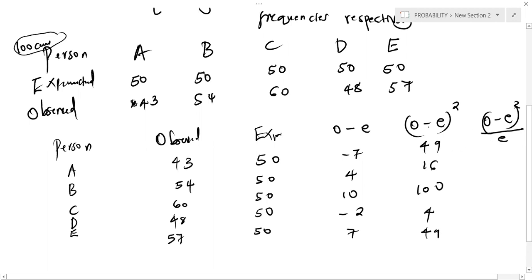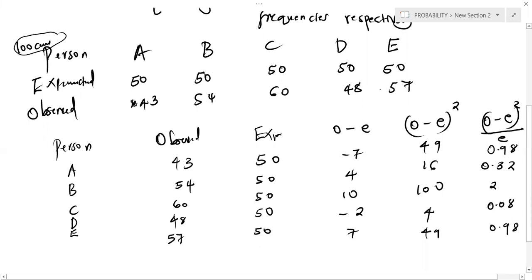So in each case, we have O minus E. What is the expected value here? 50. So if we divide 49 by 50, we'll get 0.98 here. Dividing this by the expected value, which is 50, 16 divided by 50 will give us 0.32. 100 divided by 50 will give us 2. This 4 divided by 50 will give us 0.08. And then 49 divided by 50 will give us 0.98.